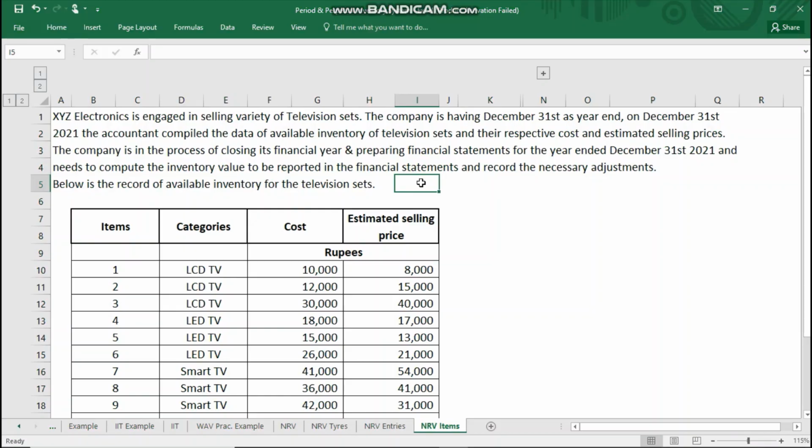So in today's video we will discuss if categories of inventory items are given to us, how we will calculate the NRV and how we will compare it with the cost. We are going to look at that in this video. Okay, so let's go into the example.